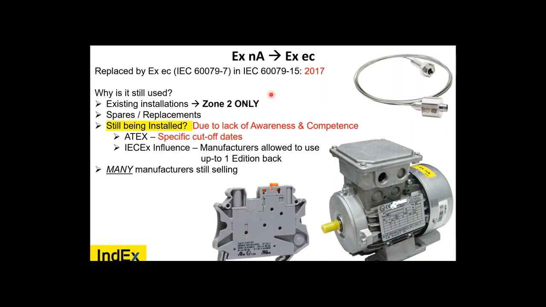Why is it still used? Well, existing installations of Zone 2. Spares and replacements. Due to lack of awareness and competence. Another reason is because under ATEX, there's specific cutoff dates. But unfortunately, under the IECEx, which is a voluntary system, manufacturers are allowed to use up to 1 edition back. So you can have a manufacturer creating a motor that's EXNA, a brand new certificate. It does not comply under ATEX, but it does comply under IECEx.